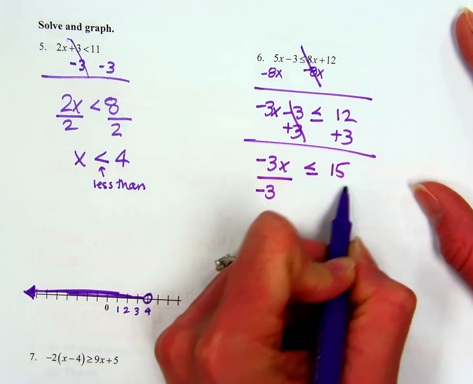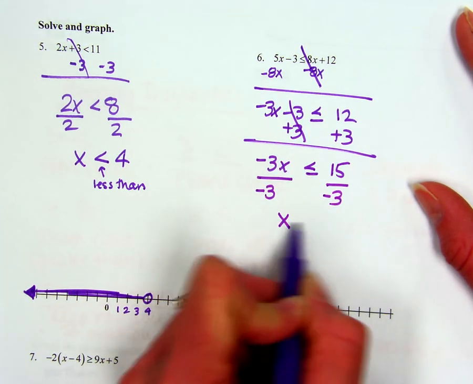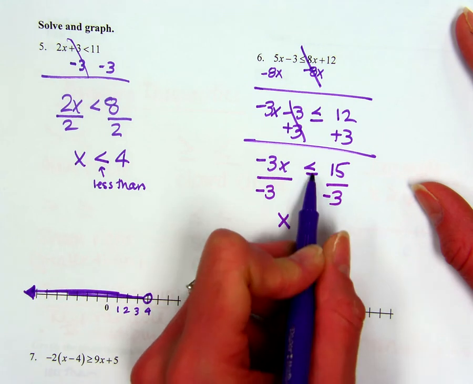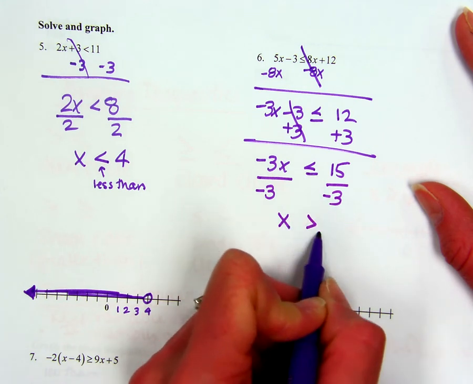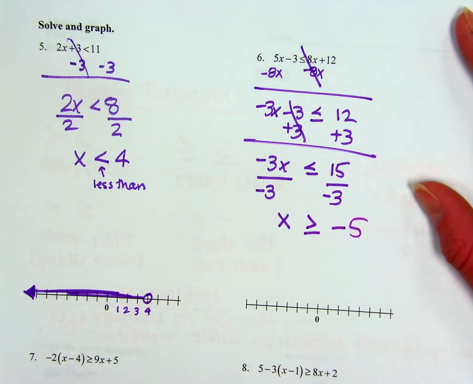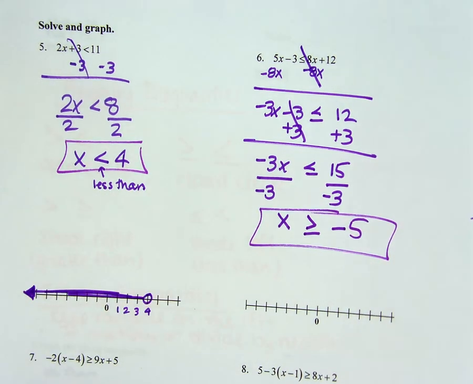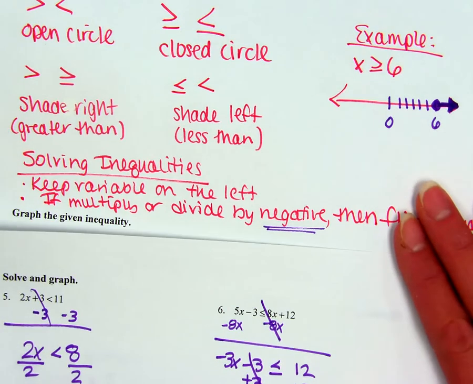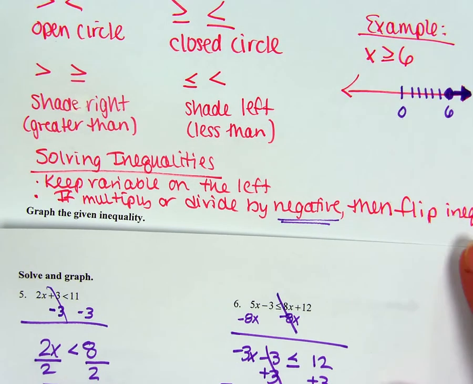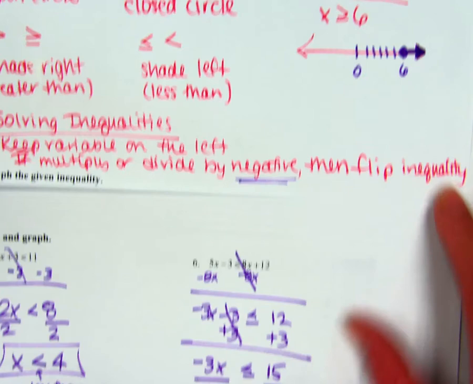And then here I'm going to divide by negative 3 on both sides. Now because I divided by a negative, I need to flip this symbol. So now it's actually greater than or equal to negative 5. So there's my final answer. All right, and that's just a reminder of your rule here. So if you multiply or divide by a negative, then make sure that you flip your inequality.